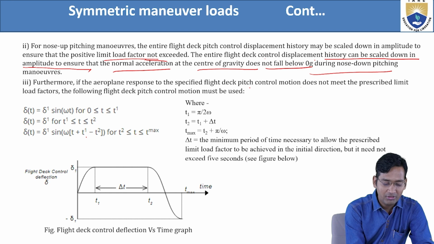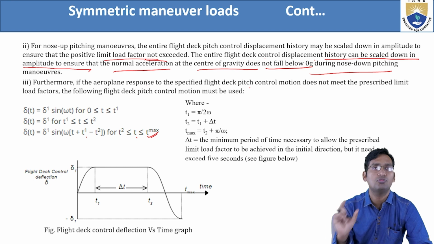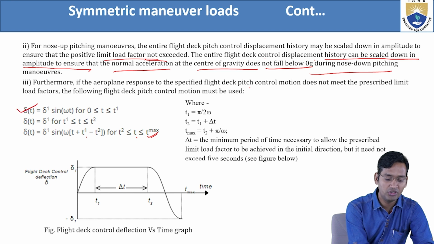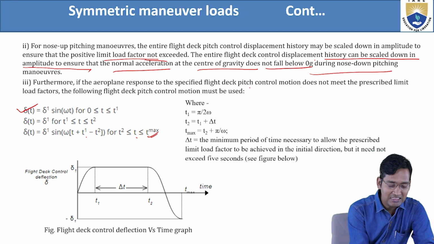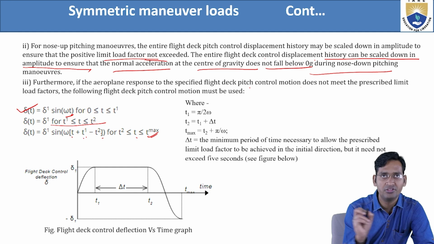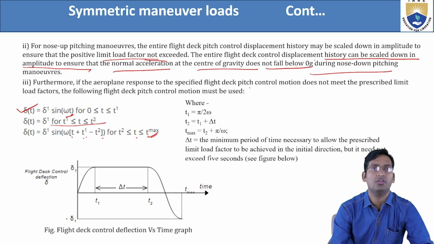Anyhow, whatever this t is, it should be less than t max, so in between 0 and the maximum only, the value of t can be there. So this is for delta t. When it's 0 to t1, then delta t is sine; when t is greater than or equal to t1 and less than or equal to t2, then delta t is delta 1. Another delta t is delta 1 sine omega, and this t will change, so that becomes t plus t1 minus t2, where t is greater than or equal to t2 and less than or equal to t max.